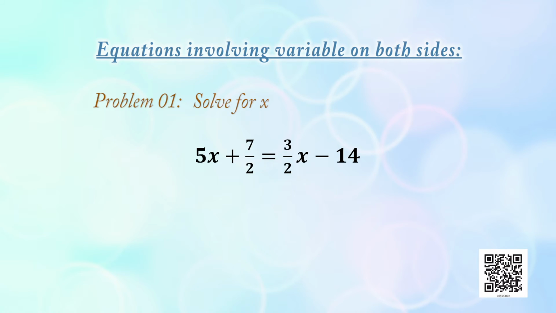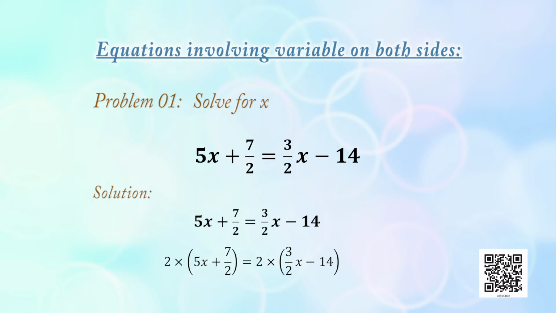Now, consider the following problem. Problem 1. Solve for x: 5x plus 7 by 2 is equal to 3 by 2 times x minus 14. Now, to simplify this equation, we have to remove the 2 in the denominator. Therefore, our first step is multiply both sides of the equation by 2. We get 2 times 5x plus 7 by 2 is equal to 2 times 3 by 2 times x minus 14.